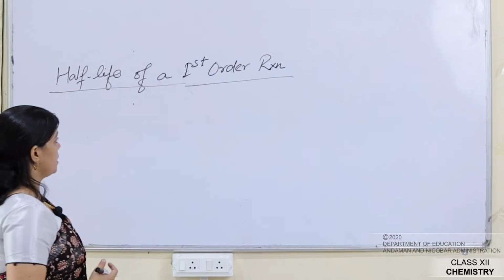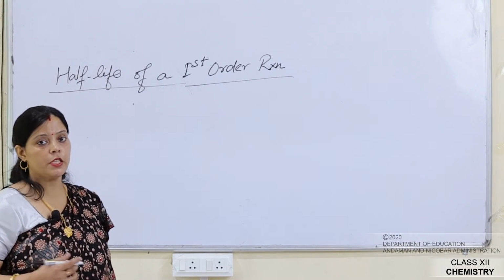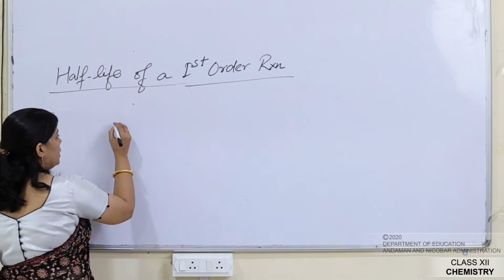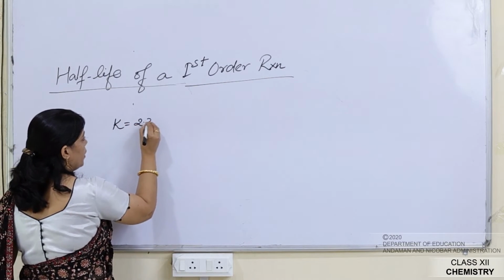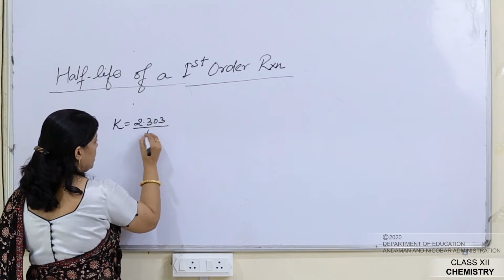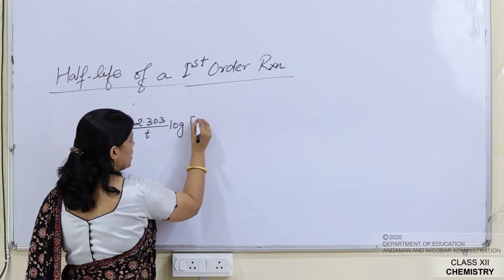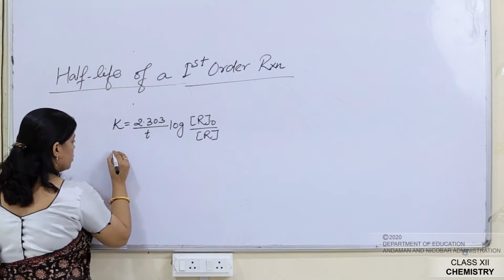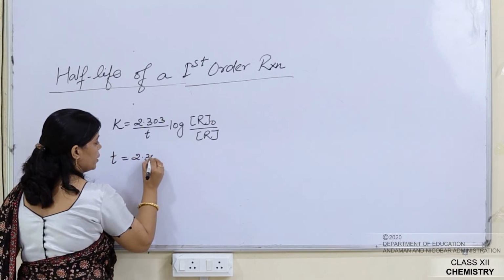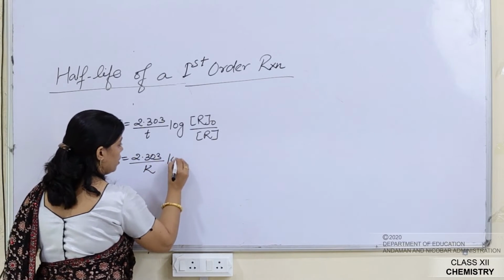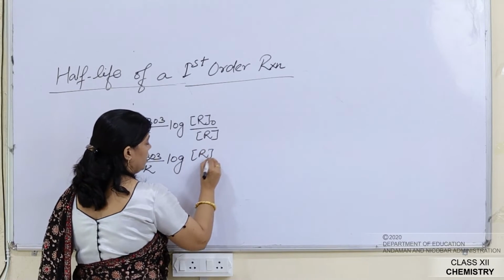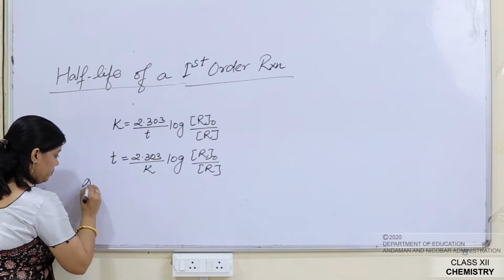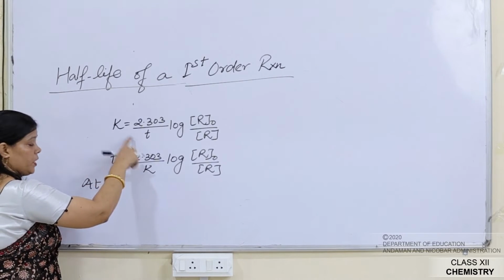Next is the half-life of a first order reaction. We know the integrated rate equation for the first order reaction, that is K is equal to 2.303 by T log initial concentration of the reactant divided by final concentration. So T is equal to 2.303 by K log initial concentration divided by final concentration. This is the integrated rate equation for the first order reaction.